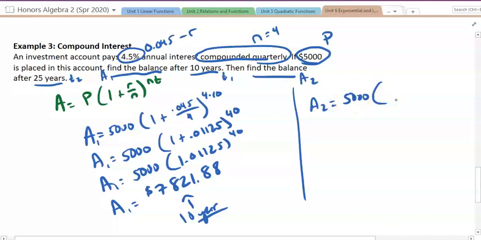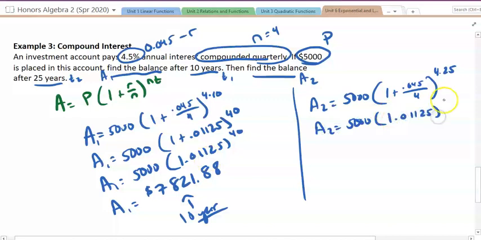So A sub 2 is equal to our principal, still that initial $5,000. I haven't put any extra money in. 1 plus, it's the same interest rate, 0.045 over the compounding of 4 times a year because it's quarterly. And it's going to be 4 times the 25. And so what we get, there's our 5,000. Inside is still going to be the same, so 1.01125. That part didn't change. But our exponent is now 100. So I've gone from compounding this 40 times in 10 years to 100 times in 25 years.